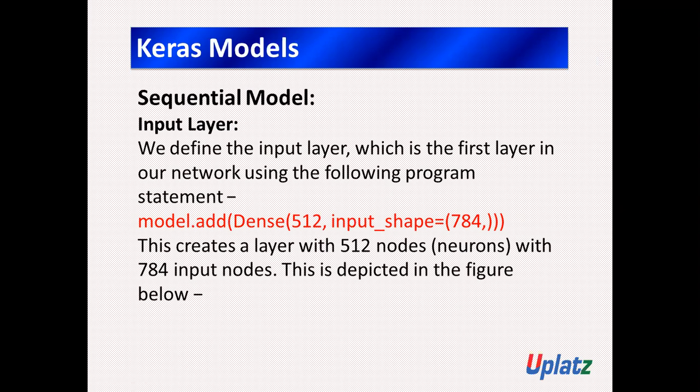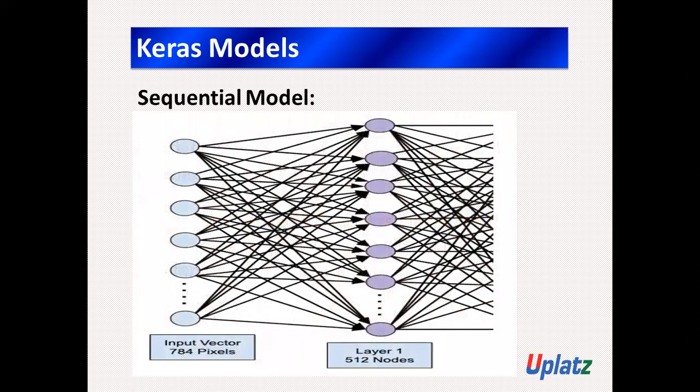So what is the statement here? model.add(Dense(512, input_shape=(784,))). Can you see this one? So what is this statement? This is going to create a layer with 512 nodes, neurons, with 784 input nodes. This is depicted in the figure below. See here, the input vector of 784 pixels, and the layer 1 with 512 nodes.